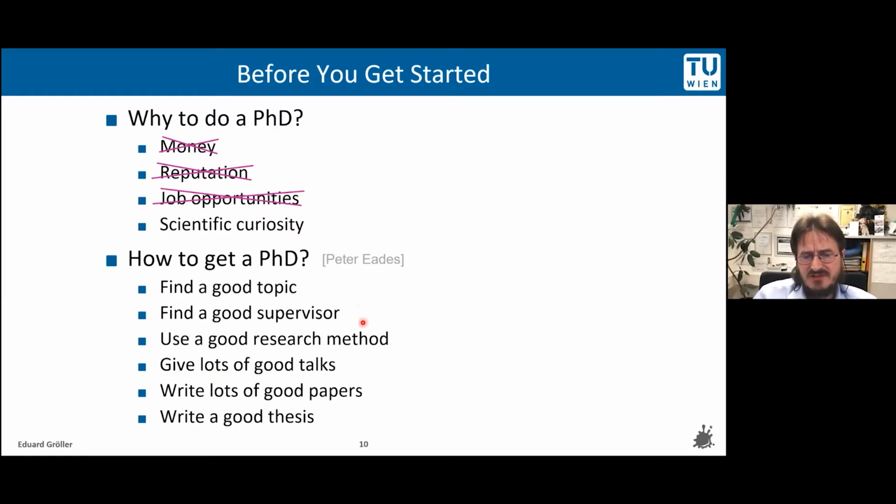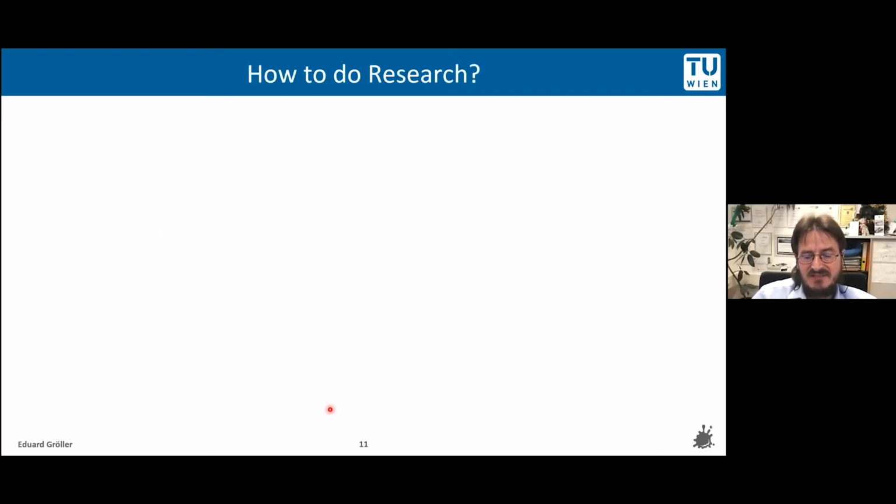Science is, as I will show in one of the next slides, not a very direct process. It's a search process, and you have to bounce off your ideas. This means you should talk to other people, hopefully in your local research group, and then you should write a lot of good papers, and at the end you write a good thesis. That sounds very straightforward and simple, but actually it's not.